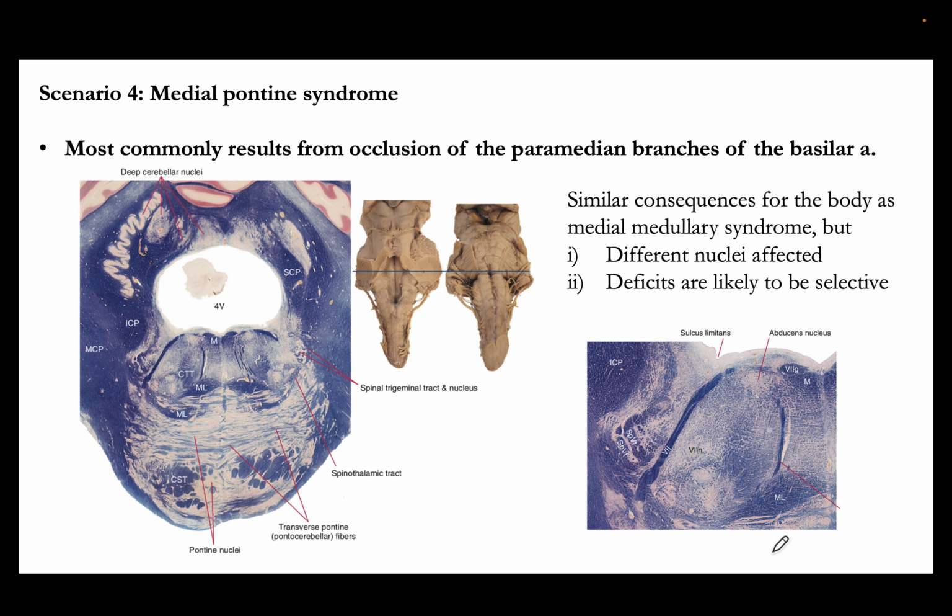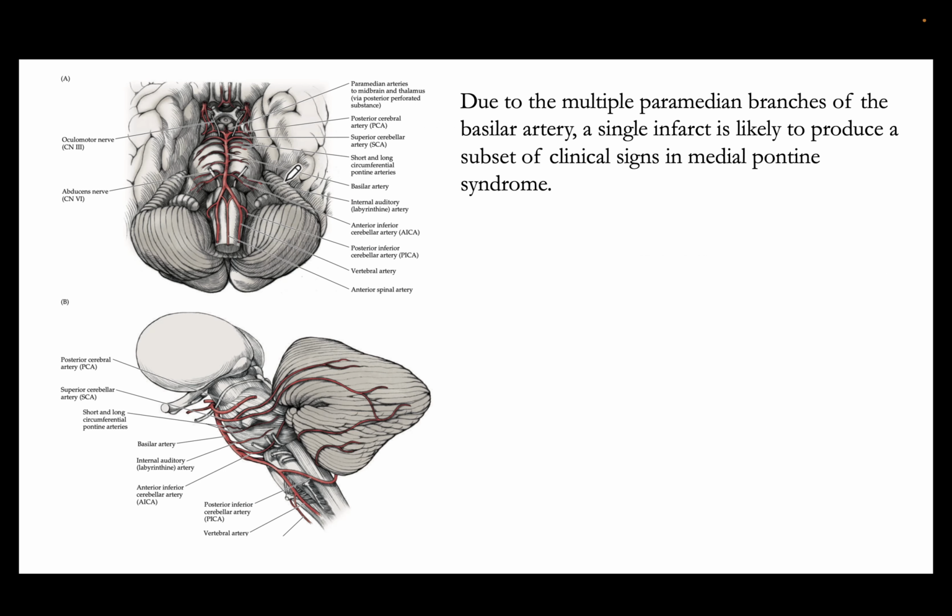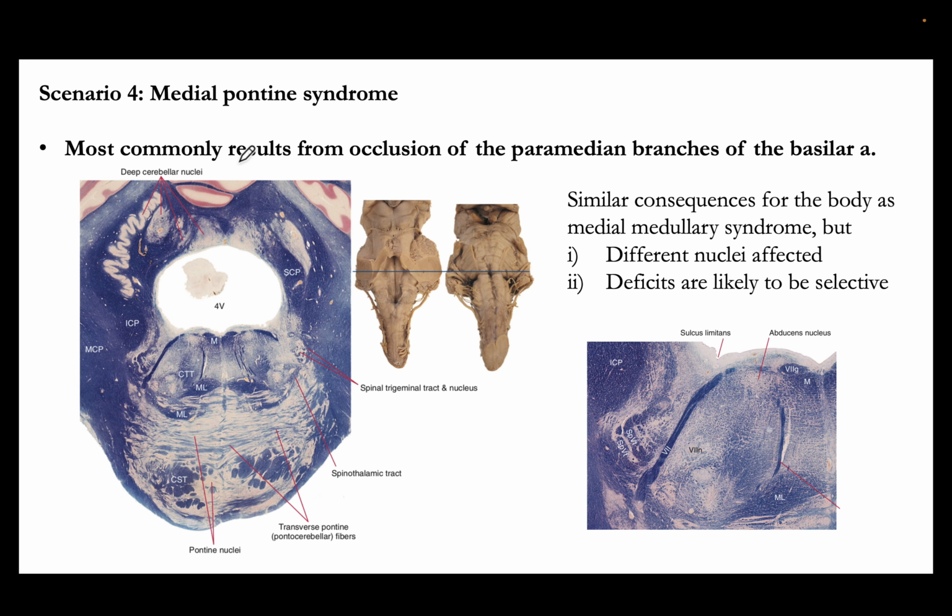Now, medial pontine syndrome most commonly results from occlusion of one of those little paramedian branches of the basilar artery. So again, we go back here for a second. Here are the little branches of which we speak. Now, this has similar consequences to medial medullary syndrome, but for two exceptions. First, different nuclei are affected, obviously. And second, the deficits are likely to be selective.